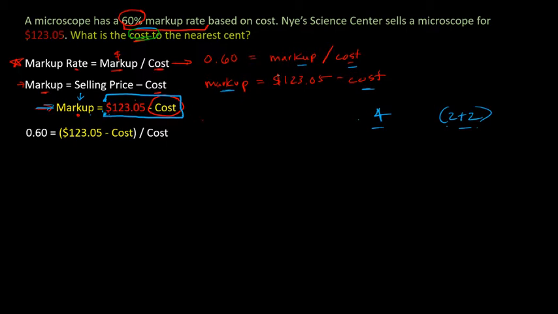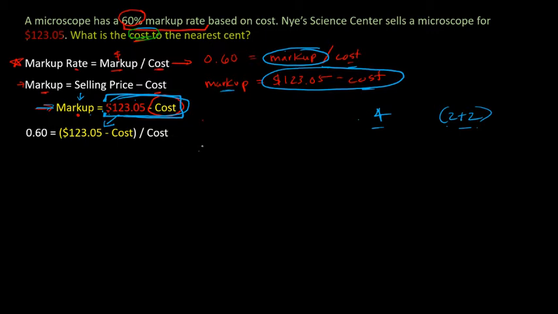So what I've done is I've taken this equation, and I've plugged it in right here. Okay? I've taken the right-hand side of my equation, and I've plugged it in for markup. So one more time. 123.05 minus cost, and I've plugged it in right here. That gives me 0.60 equals 123.05 minus cost over cost.